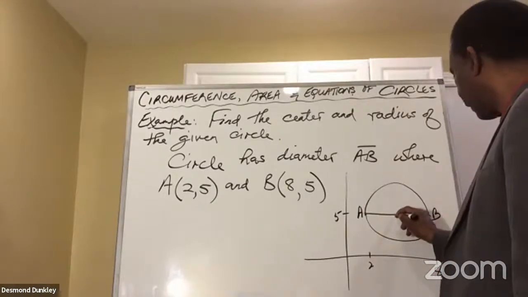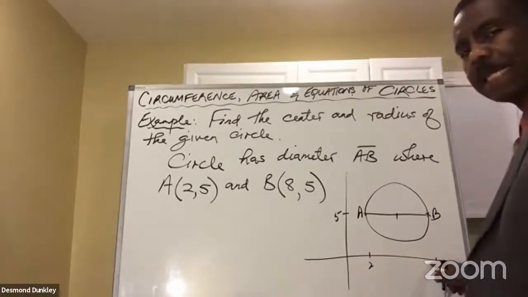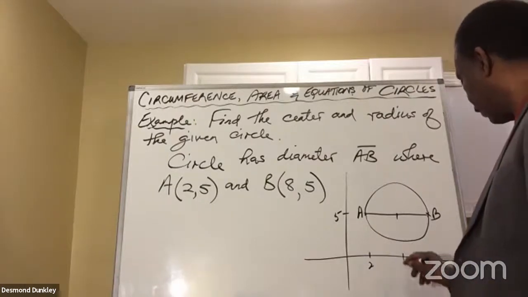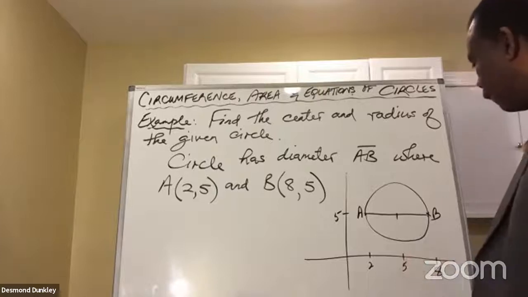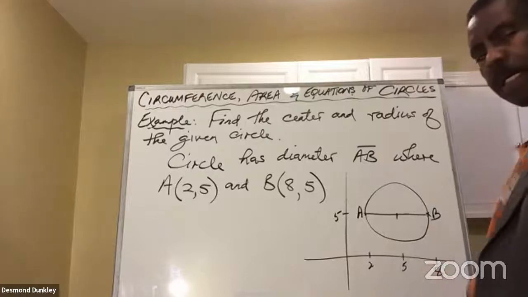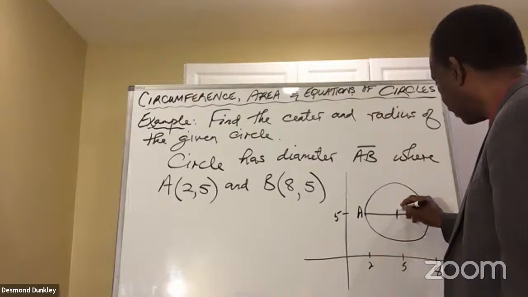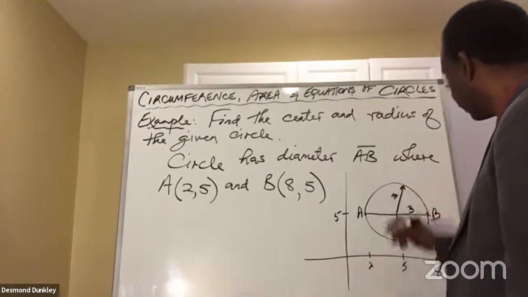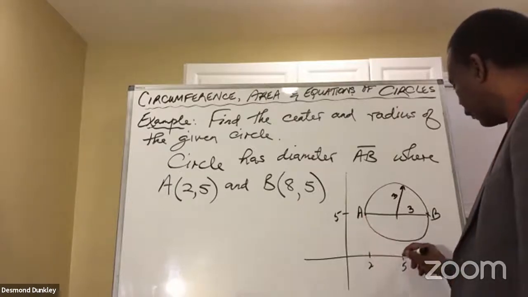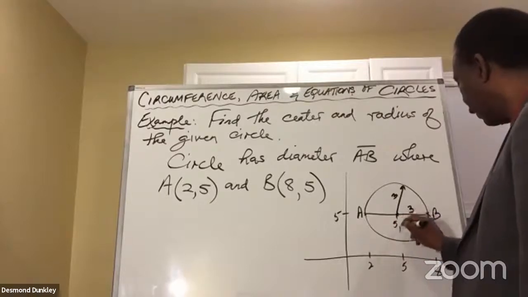So your center is halfway between these two. So from 2 to 8 is 6 units. So therefore, what is halfway between these two? This has to be the point 5. So from here, 2 to this is 3, 5 to this is 3. So that makes sense that the radius is 3. R is 3. Okay? And what is the center of the circle? The center of the circle is going to be the point 5 across and 5 up.